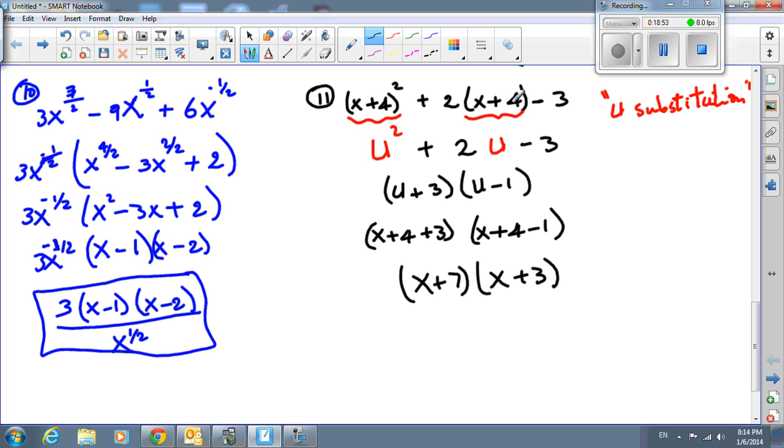Now, instead of 4 here, I could have made it a different value. Let's say instead of 4, I wanted it to be a variable. So instead of 4, let's say I put y. If I put y all over, that means here I will say u is equal to x plus y. In this case, at your answer level, you will just leave it as x plus y plus 3, x plus y minus 1, because there's no way to combine. But in the example I just gave you, you were capable of combining the 4 and the 3.